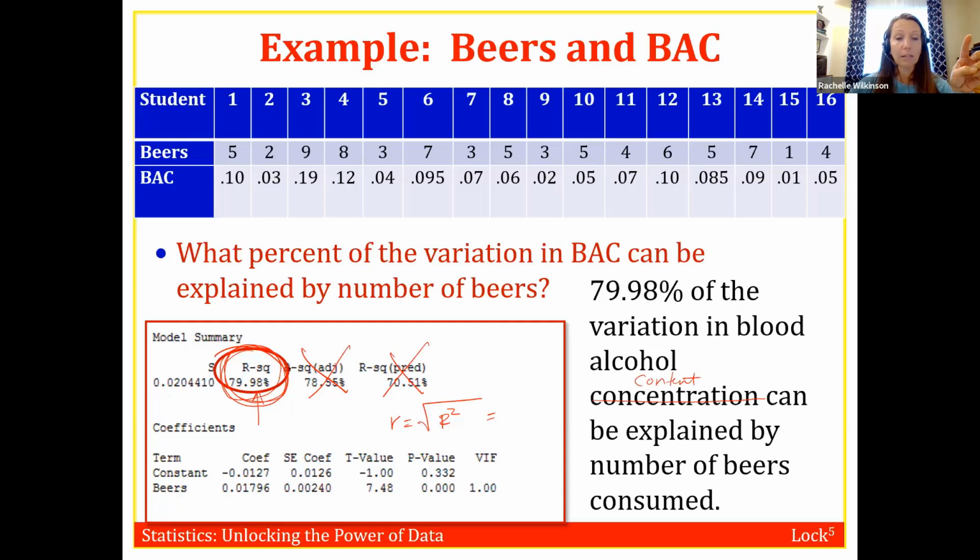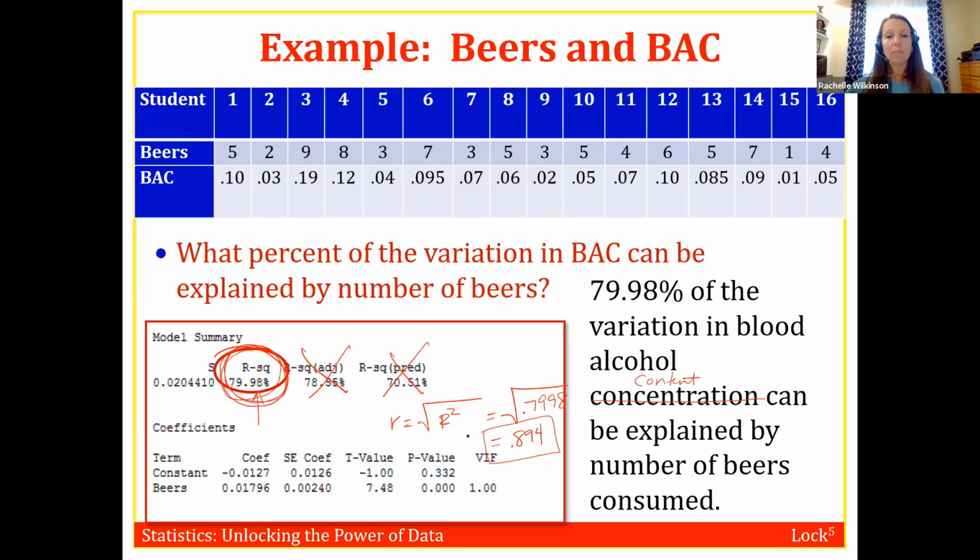First of all, a lot of times R squared is given as a percent, but when we do calculations, we should always turn everything to a decimal. So in this case, if I was trying to figure out R, I would want to change this to 0.7998 before I took the square root. So taking the square root of 0.7998 gives me 0.894, which was what the correlation was, if you remember from when we looked at it in the beginning.